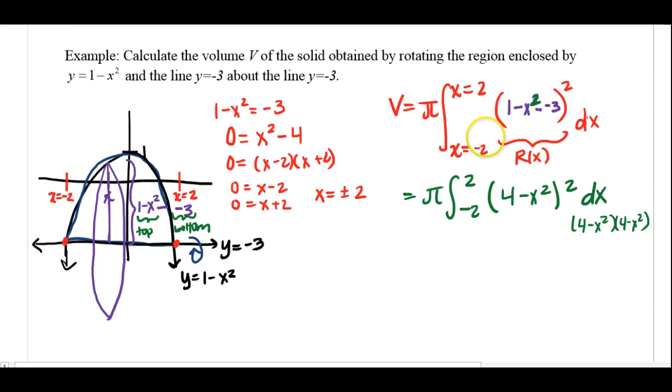So here, this is an example of when we're rotating around a horizontal line, but that horizontal line is not the x-axis. So when we rotate around a different line, there's going to be a different bottom function than 0. So in this case, the bottom function was -3.